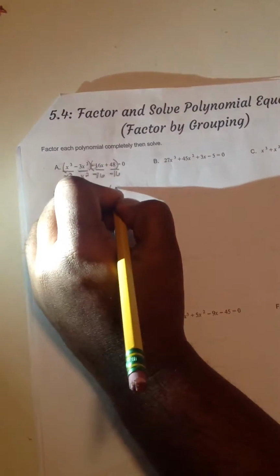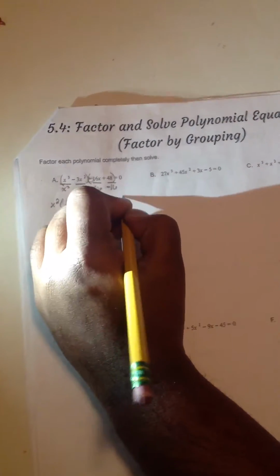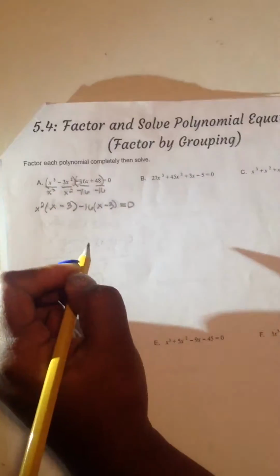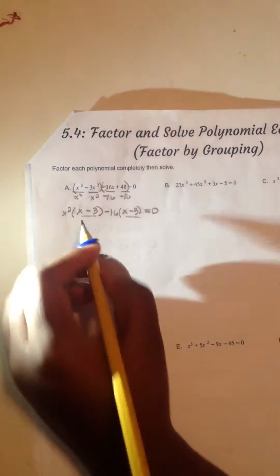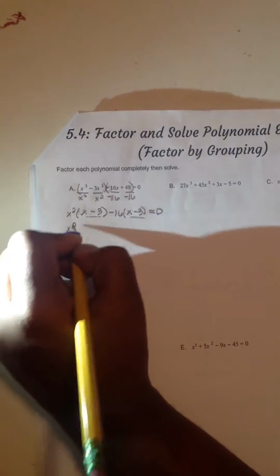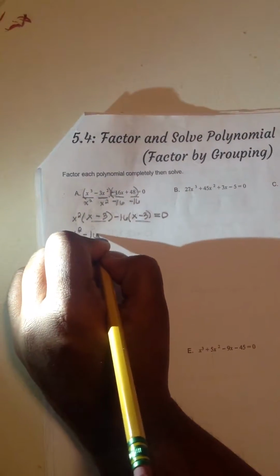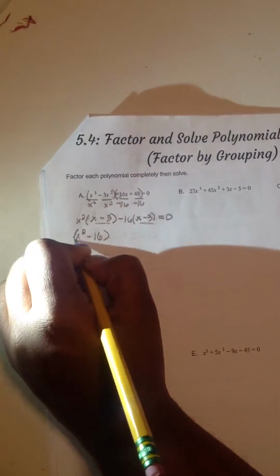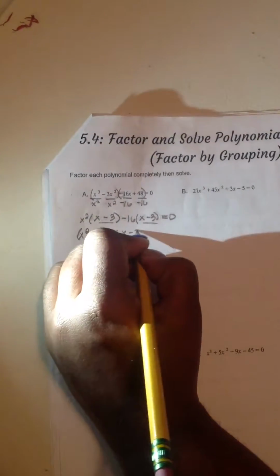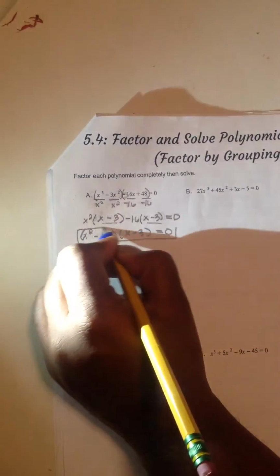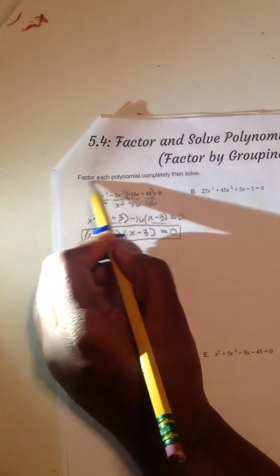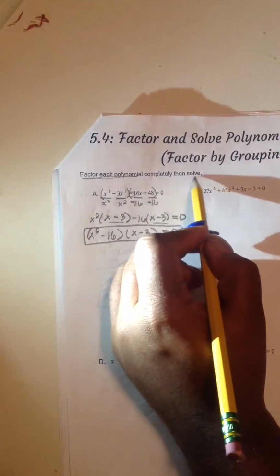And when we divide, it ends up being x minus 3 equals 0. Make sure that you have the same thing inside of both parentheses. So then we end up with x squared minus 16 times x minus 3 equals 0. This is the factor form. Notice that the directions ask you to factor each polynomial and then solve it. So this is our factor form.